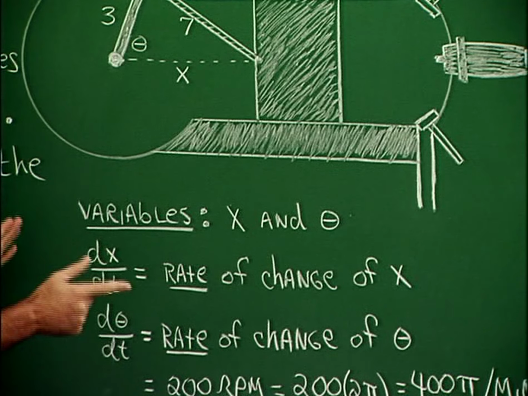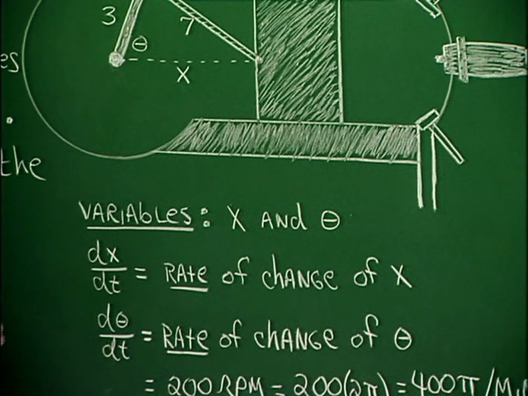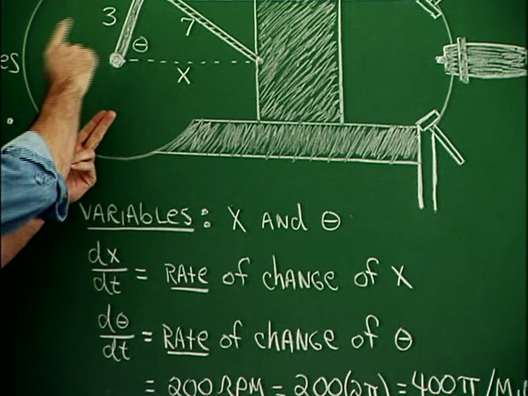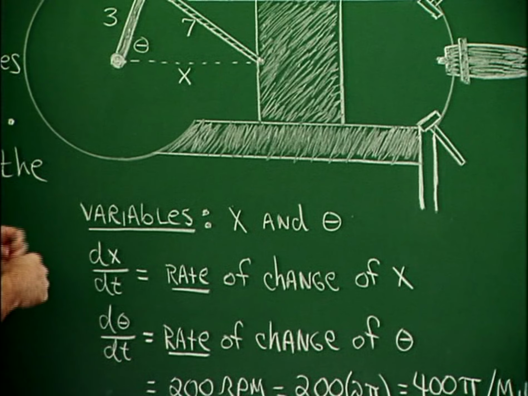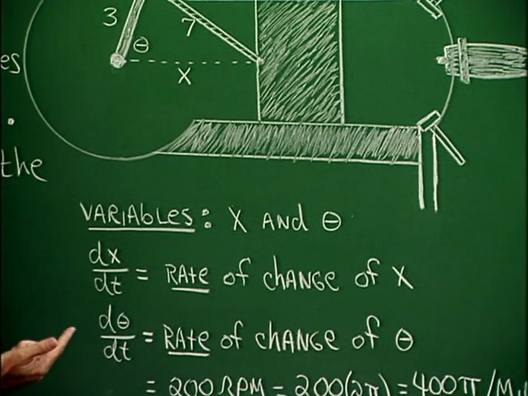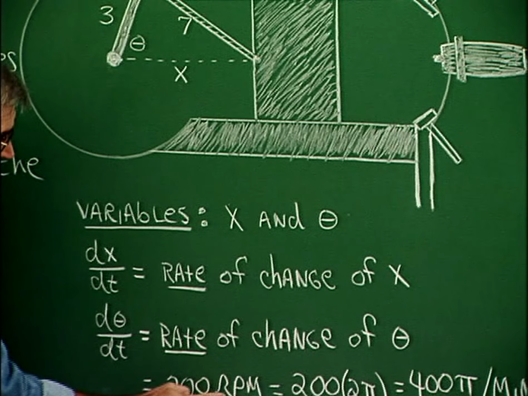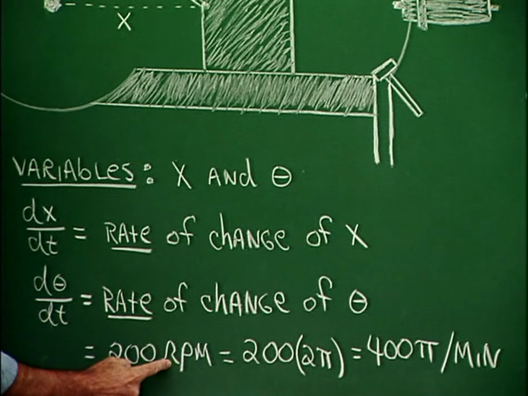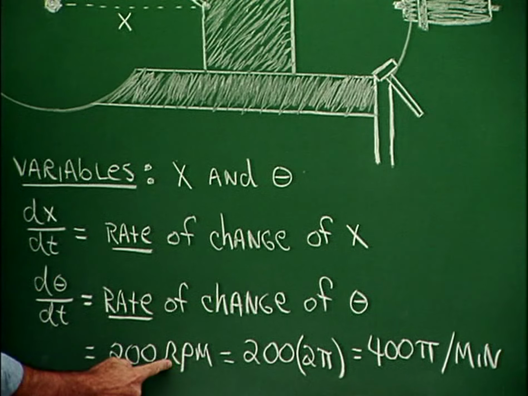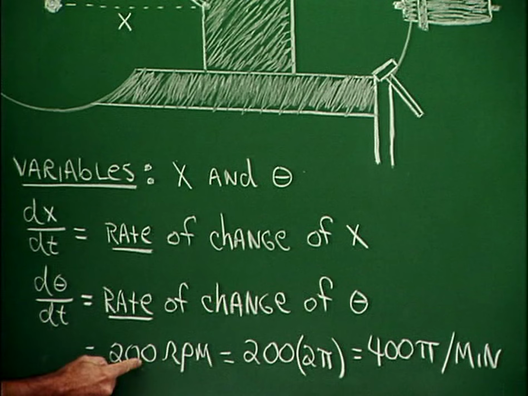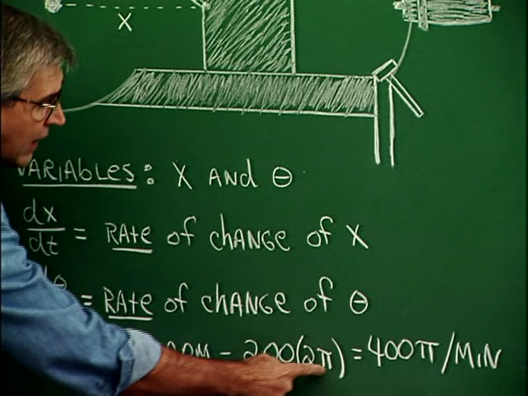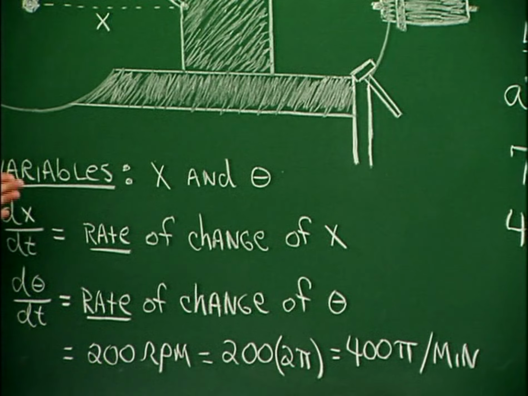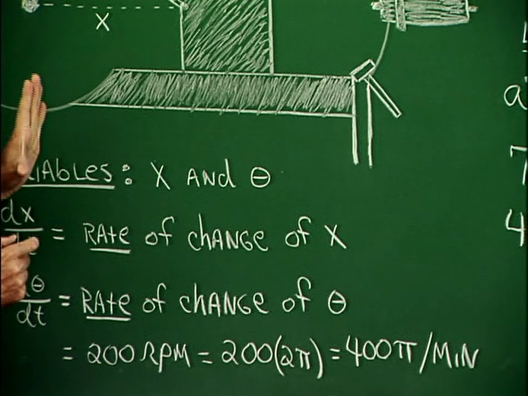Now we know something about that from the problem. We have a situation where we're going around and around at 200 RPMs, 200 revolutions per minute. So that instantaneous rate of change is 200 RPMs, but every revolution is 2 pi in terms of radians, and we want to express this in terms of radians. So this is 200 times 2 pi, or 400 pi radians per minute. That is the rate of that angle opening.